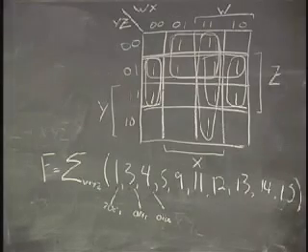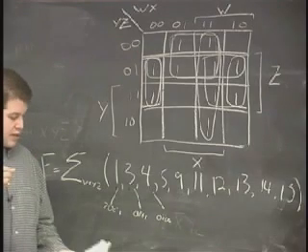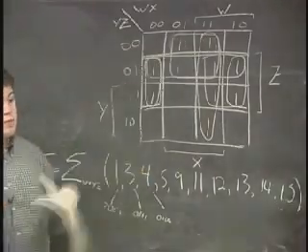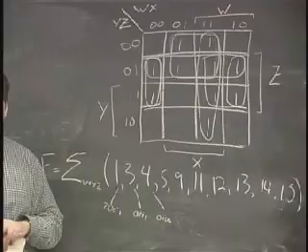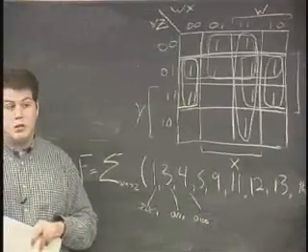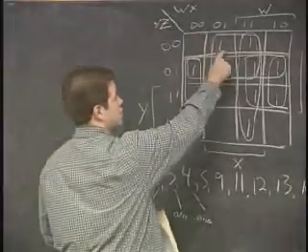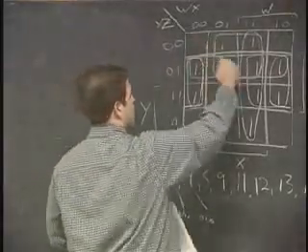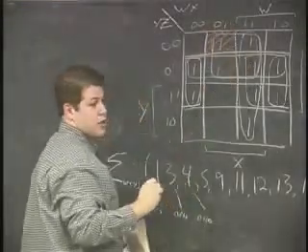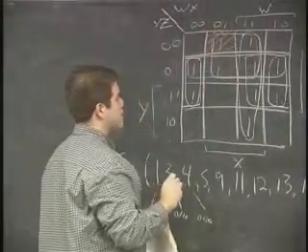Now we're going to define something we call distinguished one cells. A distinguished one cell is a cell with a 1 in it that is only covered by one prime implicant. So in this case, this is only covered by this square. So that's a distinguished one cell.